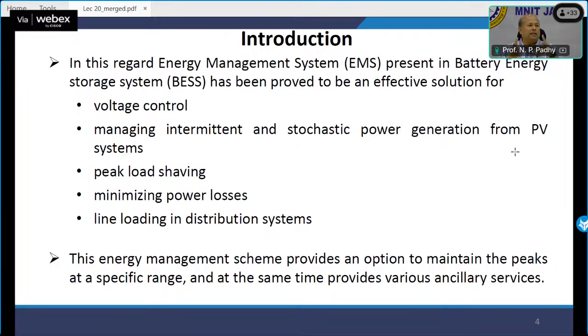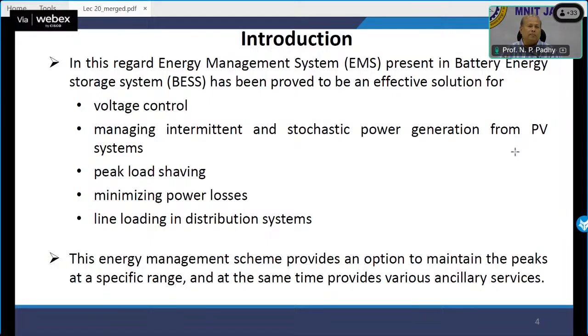But if you put a battery, then it constantly observes whatever it is, 60%, 70%, 90% charge, and finally discharges as and when required. Am I right? So peak load saving is also possible. Minimizing power loss is also possible, and line load in the distribution system can also be balanced. So this energy management scheme provides an option to maintain the peak at a specific range, and at the same time provides various ancillary services.